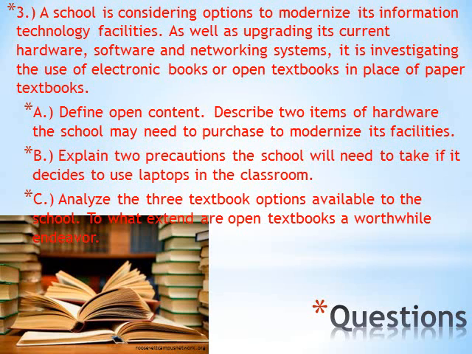Okay, and the third question is a multi-part question. Alright, so, a school is considering options to modernize its information technology facilities, as well as upgrading its current hardware, software, and networking systems. It is investigating the use of electronic books or open textbooks in place of paper textbooks. The first part of the question, define open content. Not open textbook, define open content. And describe 2 items of hardware the school may need to purchase to modernize its facilities.